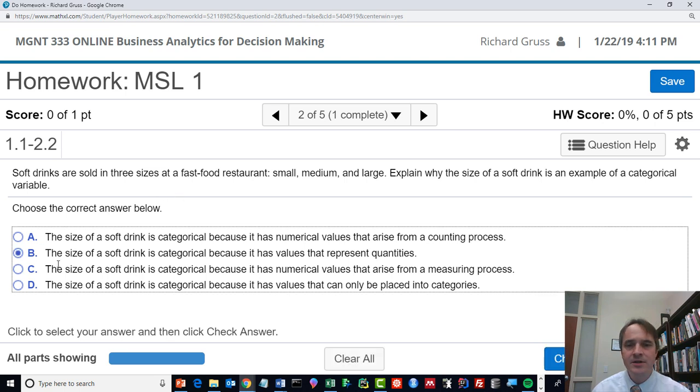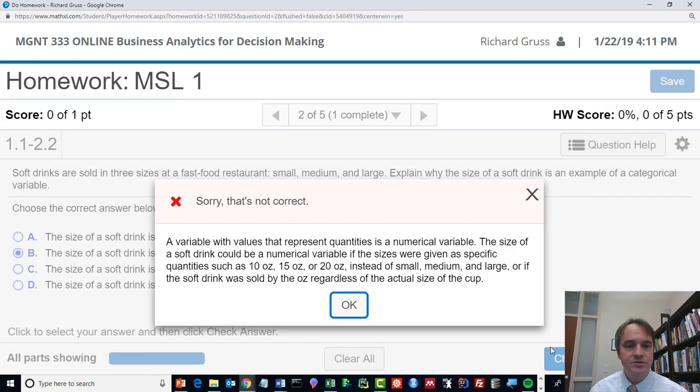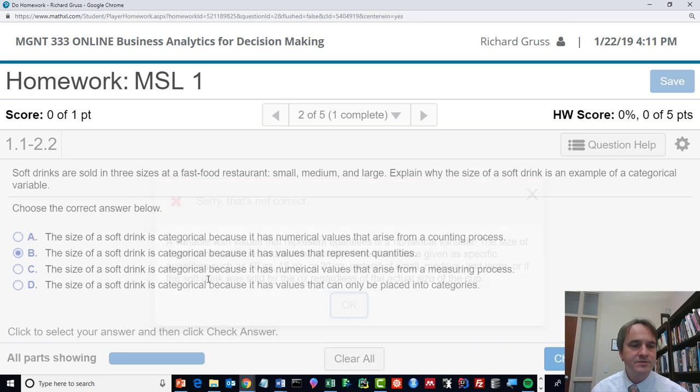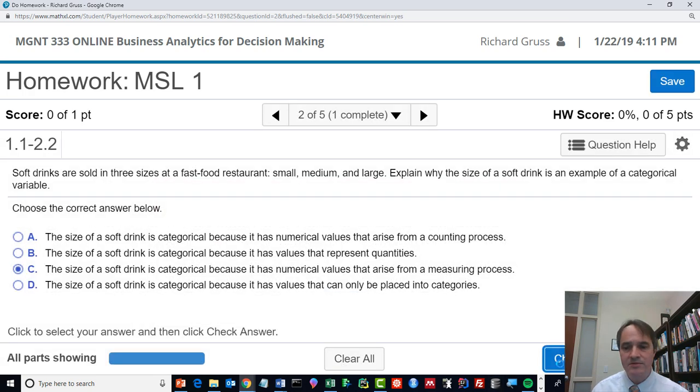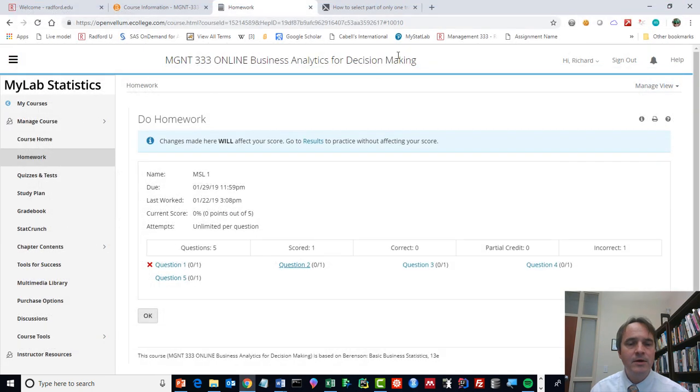Just select your answer. On the homeworks, you get 2 tries. I'll go to check answer, and it turns out that that's not correct, and it'll give me some pointers. Try another one, see if that one's right. Okay, so I had 2 unlucky guesses, and I can just navigate to the next question this way. That's how all the MSL homeworks are completed.